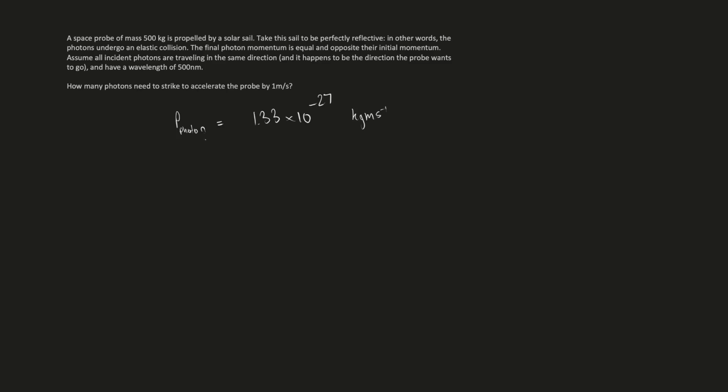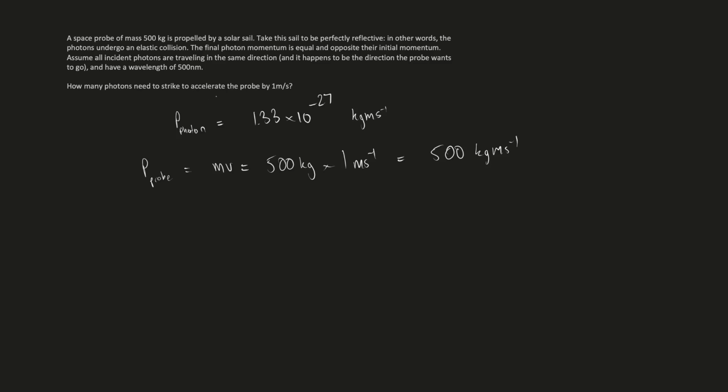And we want to figure out how many of these striking photons will transfer enough momentum to the probe for it to be traveling at 1 meter per second. So at 1 meter per second, the momentum of the probe would be mass times velocity, which in this case is 500 kilograms times a velocity of 1 meter per second, which equals 500 kilogram meters per second.